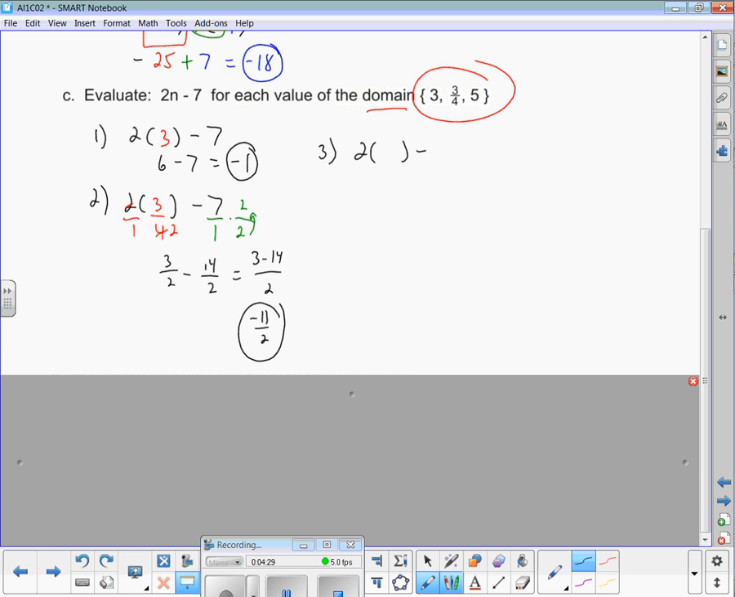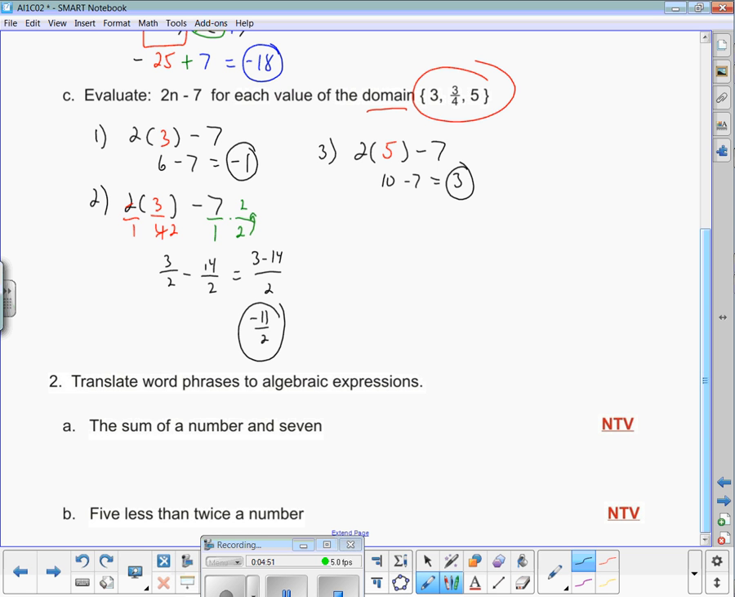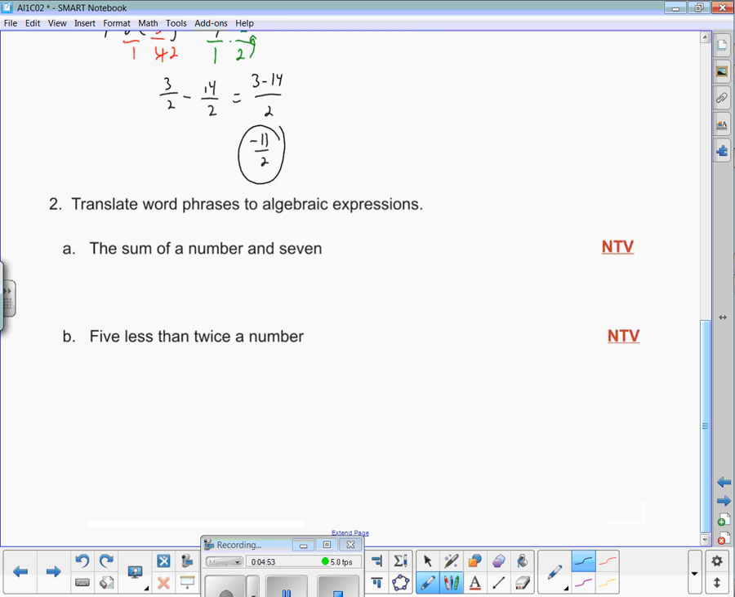And then the third is pretty easy. Again, where our variable is, we're going to put in the domain value, and that's a 5. We end up with 10 minus 7, or 3. Okay? So look, if they give you 2 values for the domain, you have 2 problems. If they give you 3, you got 3. If they give you 8, you got 8. And hopefully I won't give you 8. But they're just values of the domain or of the variable. You just work through each one.